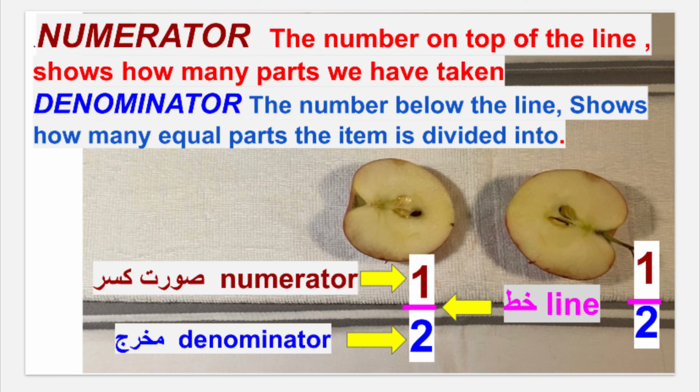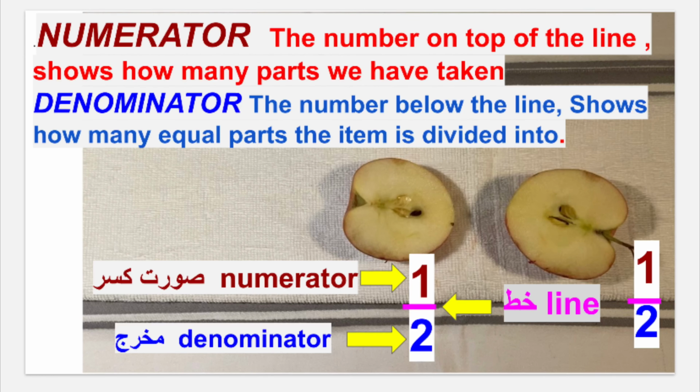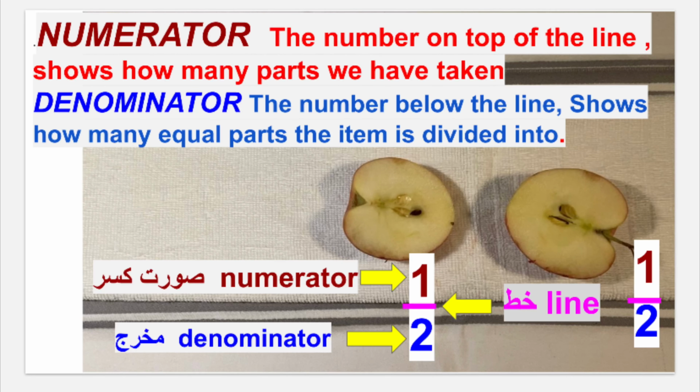1/2 is a fraction which has three parts: the numerator, which is on top of the line, and the denominator, below the line. The numerator is 1, and here the denominator is 2. The denominator 2 means that the apple was divided in two parts, and the numerator means that from those two parts we took 1, and that is 1/2. And the line between the numerator and the denominator is called the fraction line.